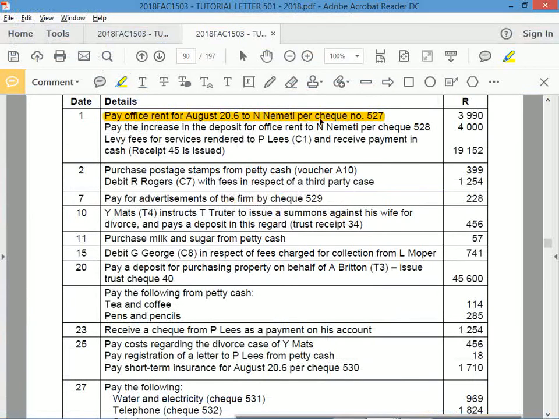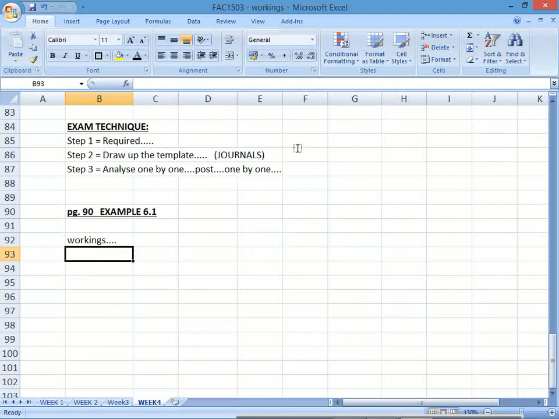Pay office rent per check. The word per check is important. This is a business expense. So you would have debited the rent. You would have credited the bank. It would have gone to the business CPJ. That's the key.